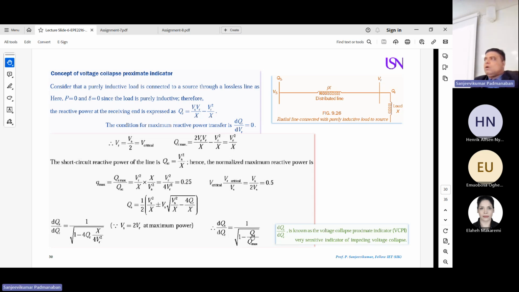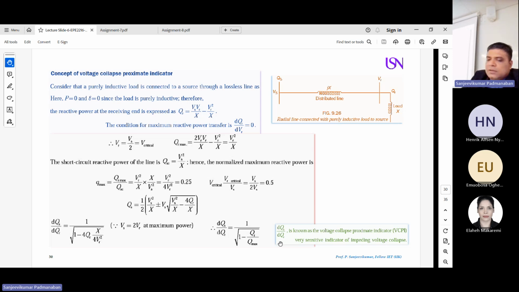So how to find the voltage collapse indication? This derivation is very important, this derivative. dQs by dQr is a known voltage collapse approximate indicator. We call it VCPI. Based on this value, which is very sensitive, you can identify and predetermine if there is going to be any voltage collapse in your power system. As a power system engineer, if you want to predetermine the voltage collapse, you need to calculate this value.